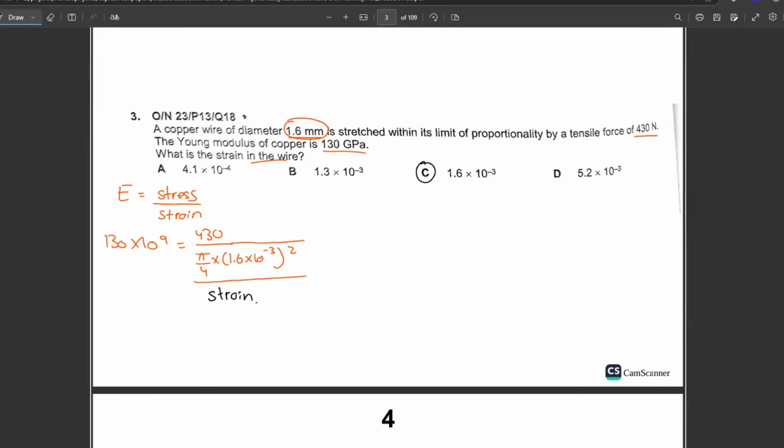C is your answer. And if you check in the marking scheme, the answer to question number 3 is C. Perfect. Let's further move ahead.